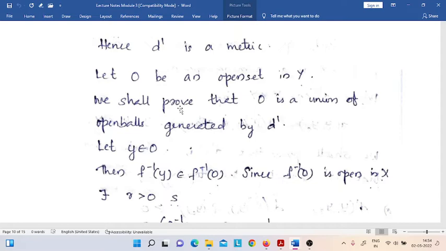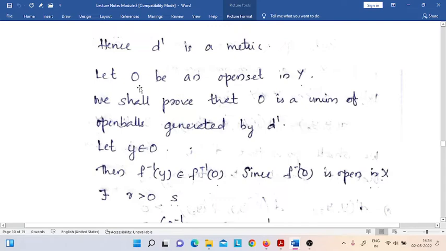But in this situation, we want to show that the topology can be generated by the new metric d prime, which we have proved is a metric on Y, and that this new metric d prime can actually determine the open sets of the topology that exists on Y. That's our aim in the next few steps.